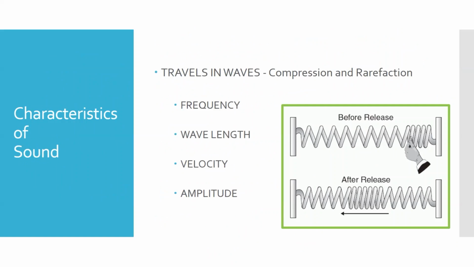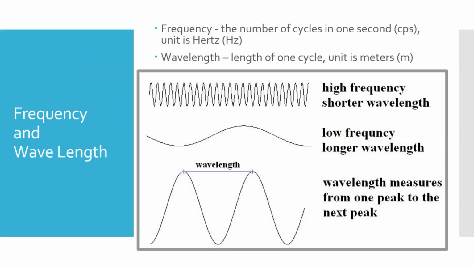Compression is where the atoms in a material are closer together, versus the areas where they're spread further apart. So it travels in waves where those atoms move closer together and further apart as they move through the material. We're going to look at things like the frequency, the wavelength, how fast the sound waves travel, the velocity, and the amplitude: how big of a change in position of the atoms do we see.